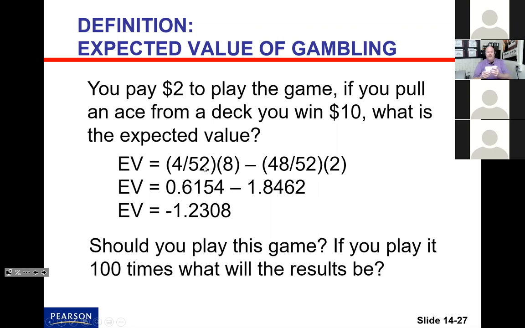Now here's the deal. If your probability of winning is 4 out of 52, what's your probability of losing? Well, how many are left here? 48 out of 52. And if you look, 4 over 52 plus 48 over 52 gives you 52 over 52, which is 1. That works every time.